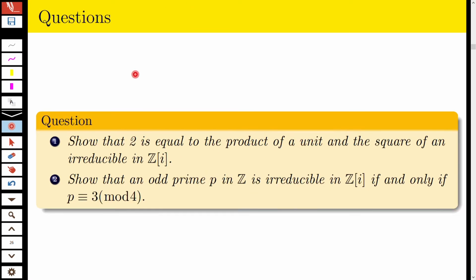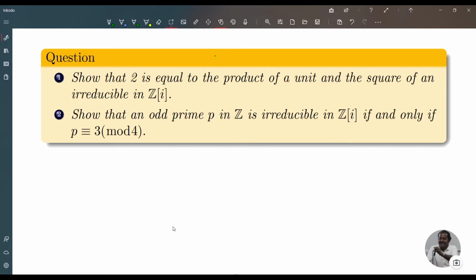Now we do some problems. The first question is, show that 2 is equal to the product of a unit and the square of an irreducible in Z[i]. The next question is to show that an odd prime p in Z is irreducible in Z[i] if and only if p is congruent to 3 mod 4. Now we prove these two problems. Show that 2 is equal to the product of a unit and the square of an irreducible in Z[i].